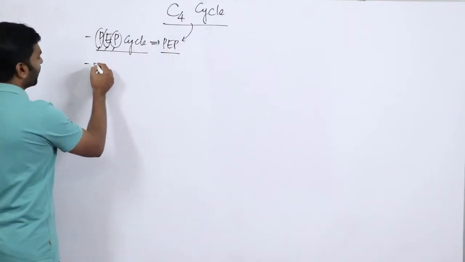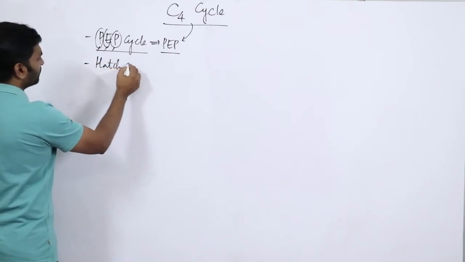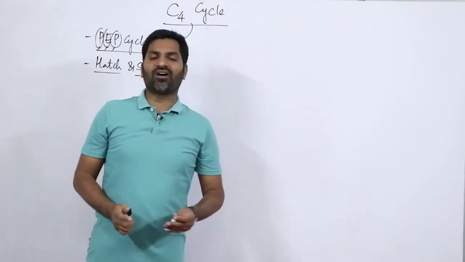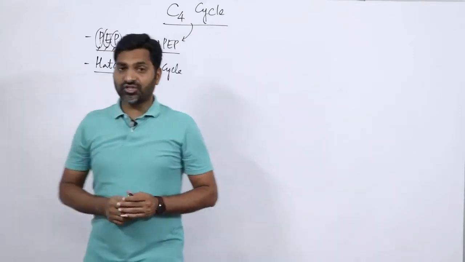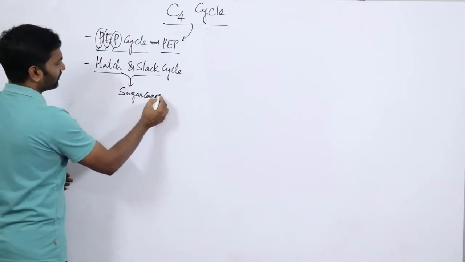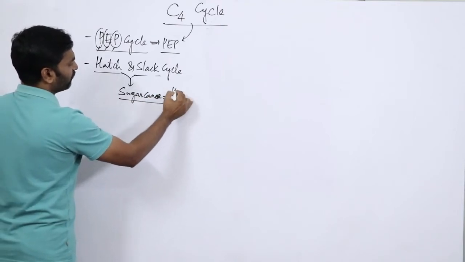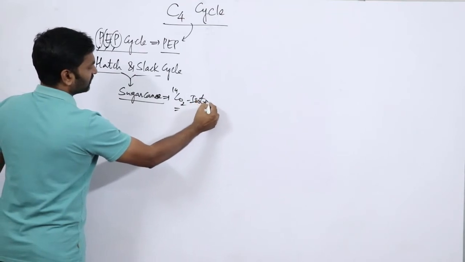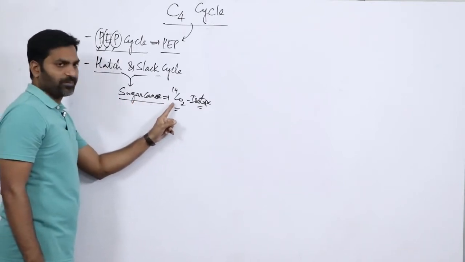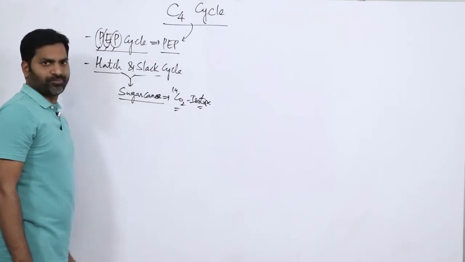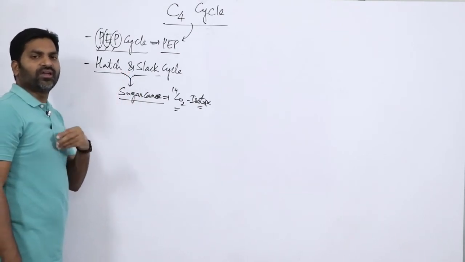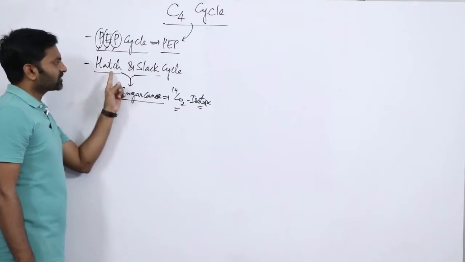Then this is also called the Hatch and Slack cycle. These two scientists belong to Australia. Hatch and Slack did great research on sugarcane by using the carbon 14 isotope. These two scientists contributed a lot in the field of the C4 cycle on sugarcane by the usage of carbon 14 isotope. Their contribution is tremendous and awesome. Hence this cycle is also called the Hatch and Slack cycle.